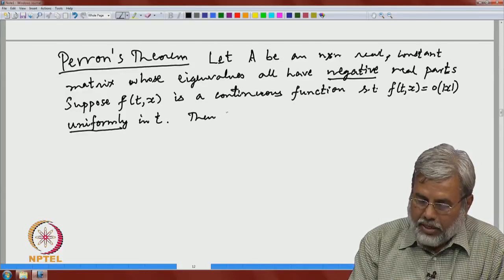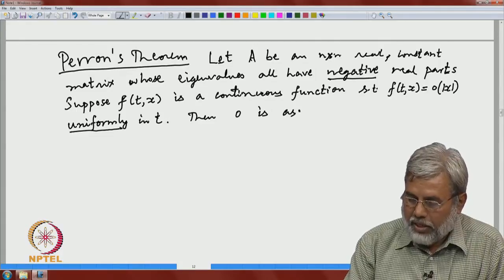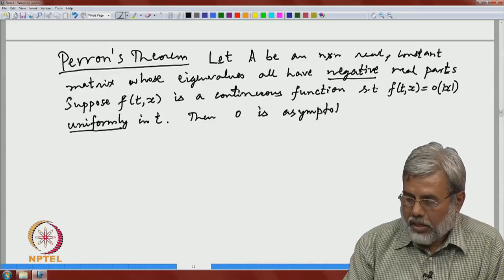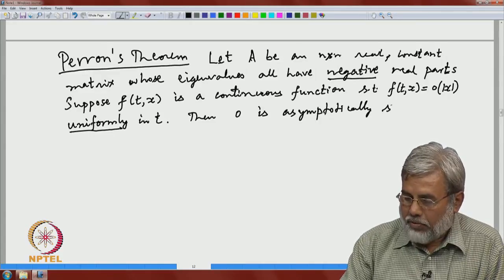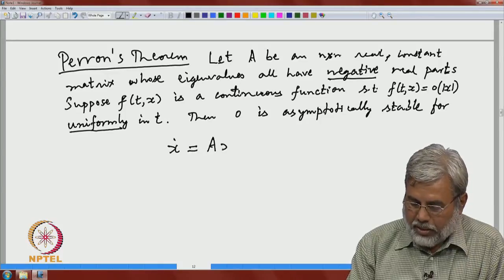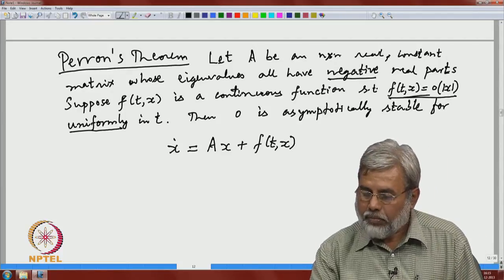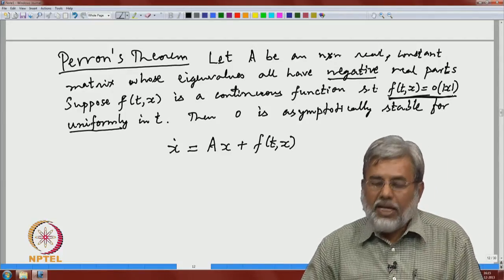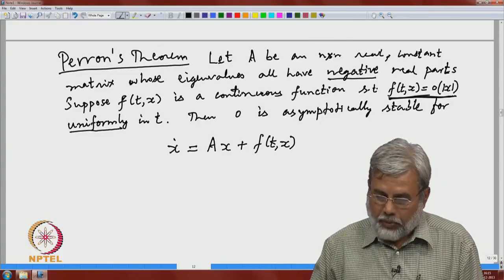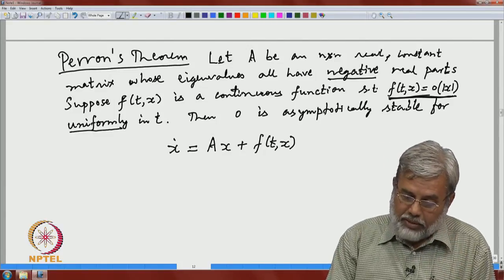Then 0 is asymptotically stable for x dot equal to A x plus f(t, x). So, this condition already implies that f is very small for x small. Okay. So, this is a small perturbation near the origin.